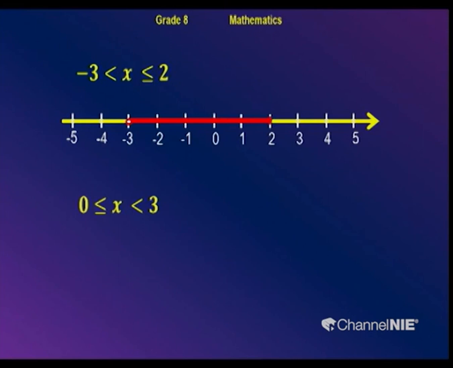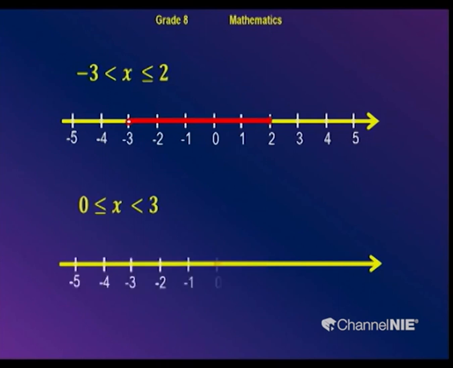Look at the other one: 0 is less than or equal to x, and x is less than 3. First draw a number line. In here x can be equal to 0, so mark this point using a closed circle, but x is not equal to 3, so draw an open circle for this point. Then you can color like this.